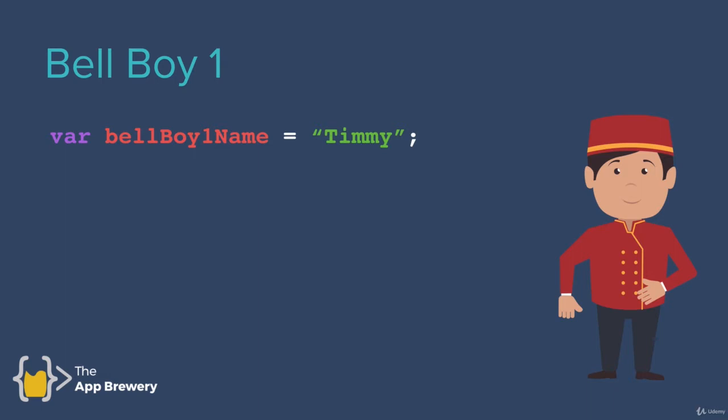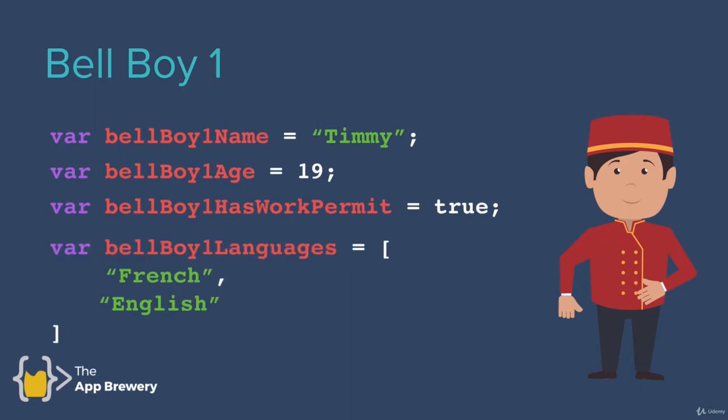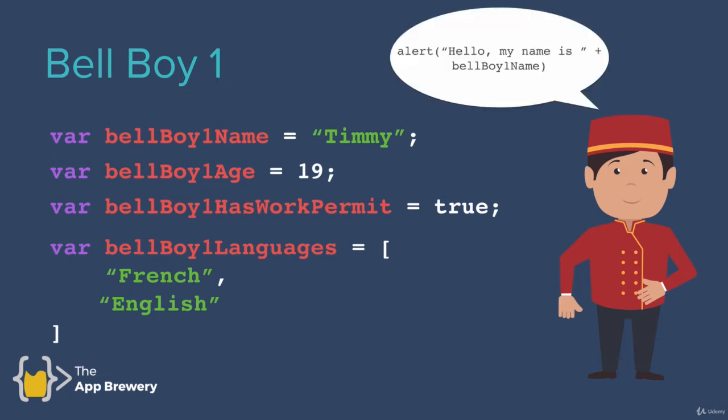Now, as we keep quizzing him, say, what is your age? Do you have a work permit? What languages do you speak? We can start capturing and saving all of this data by creating a whole bunch of variables. So that means if we were to instruct our bellboy to greet a guest, then we could write our line of code like this: alert, hello, my name is, plus bellboy1name. So this would create a pop-up saying, hello, my name is Timmy. So up till now, we should be very familiar with this kind of syntax.